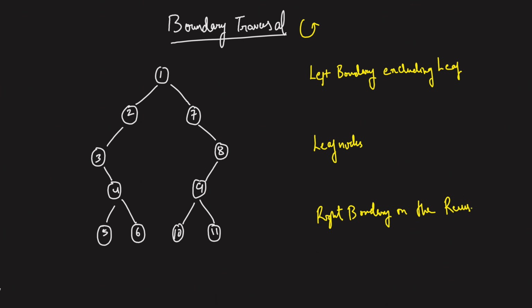And if I follow this method, I think I will get my boundary traversal. First, I'll get the left, then I'll get the leaf, then I'll get the right in the reverse. In the reverse, very important. The right boundary should be in the reverse, and also it should exclude the leaf nodes.